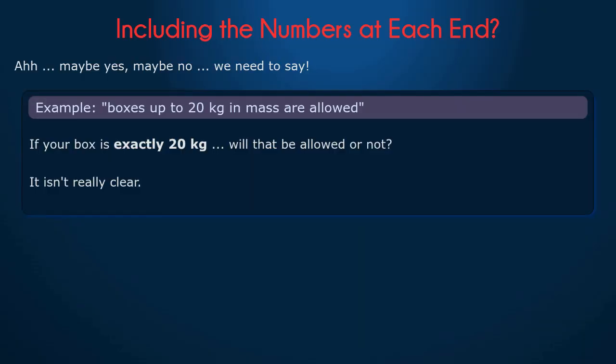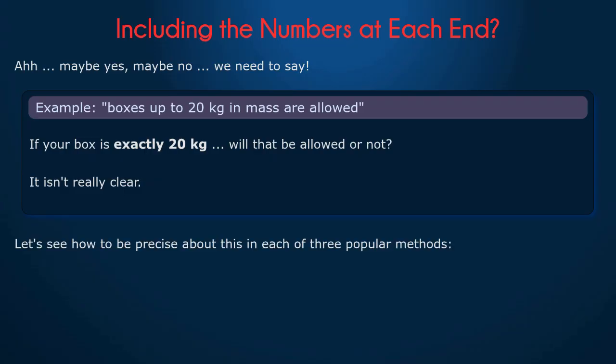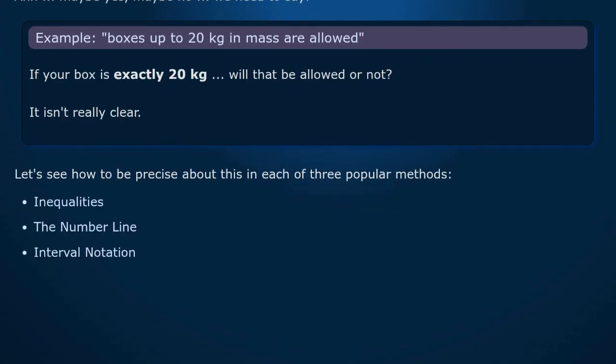Example. Boxes up to 20 kilogram in mass are allowed. If your box is exactly 20 kilogram, will that be allowed or not? It isn't really clear. Let's see how to be precise about this in each of three popular methods. Inequalities, the number line, and interval notation.